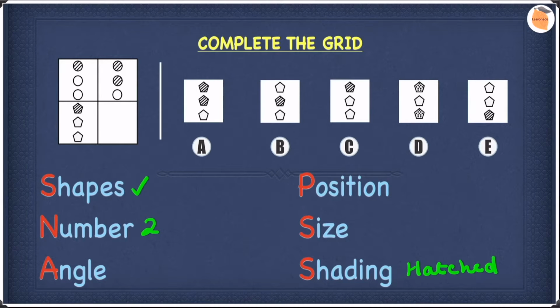Now let's do the same thing. For this example, we must have two of the same hatched pattern. So out of A, B, C, D, and E, which one of these has two hatched patterns? We can straight away remove D because it has a spotted pattern. That means we're left with A, B, C, and E. Out of these four, only A has two hatched pentagons. So this means our answer to this question is A.